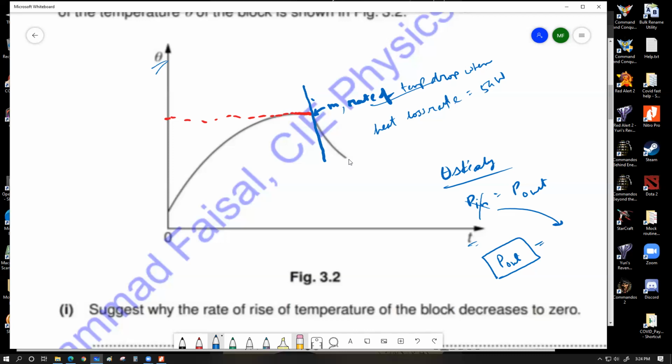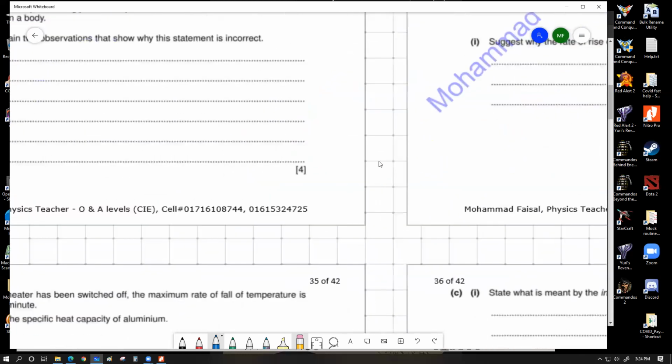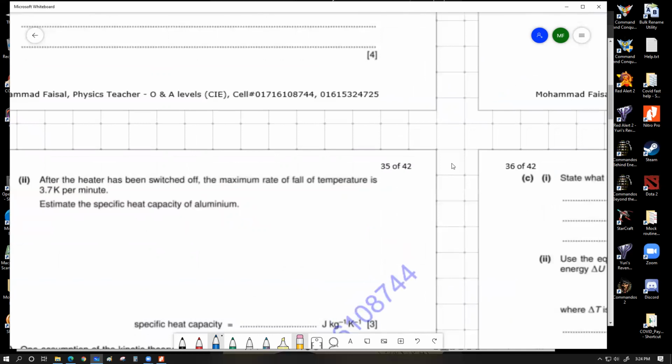Has this part been understood? If you understand this, the rest can be solved very easily. Let me show you why. Because the question has already given us information here. After the heater has been switched off, the maximum rate of fall of temperature is 3.7 Kelvin per minute. So 3.7 Kelvin per minute. This is a variable that gives us the rate of fall of temperature, that is delta theta over t, which is 3.7 Kelvin divided by 120 seconds. That's basically the physical significance of this.